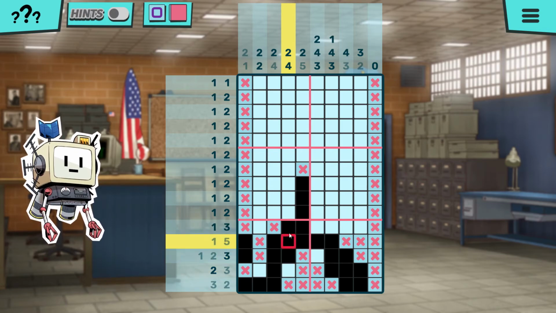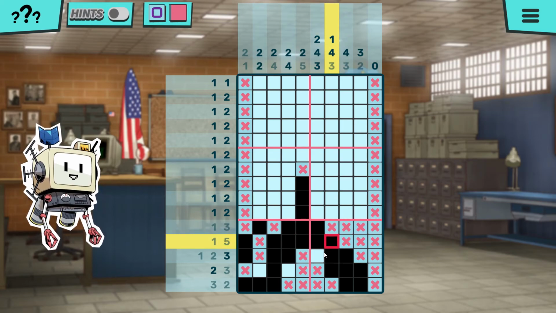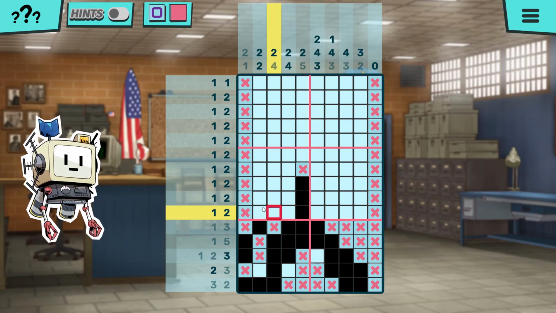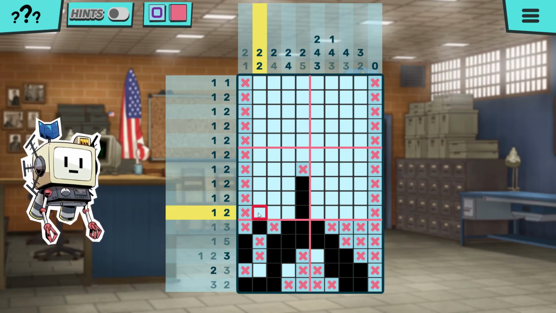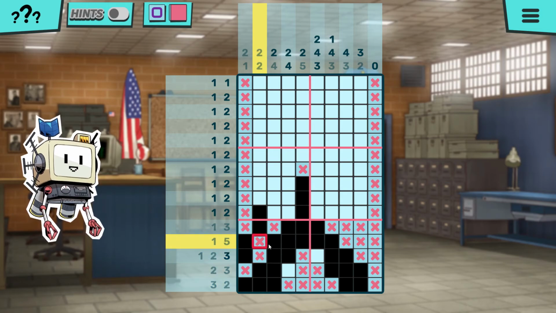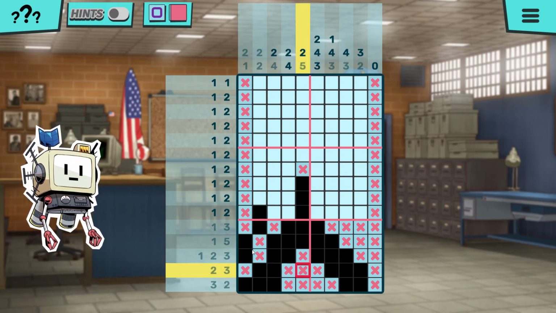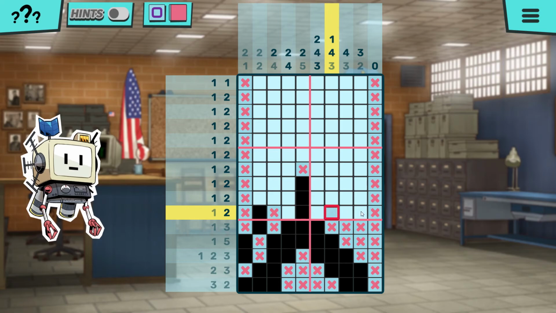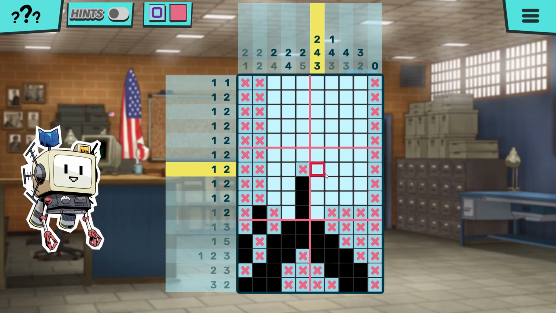Okay, the 4 at least needs 1 more. That means this has to be the 1, this has to be the 3, this has to be blank. This has to be the other 2, this has to be this 2, so this is blank. This has to be the 3. So we've done the lower part of it. This has to then be the 1, this has to be the 2, so these need to be blank. This is finished.